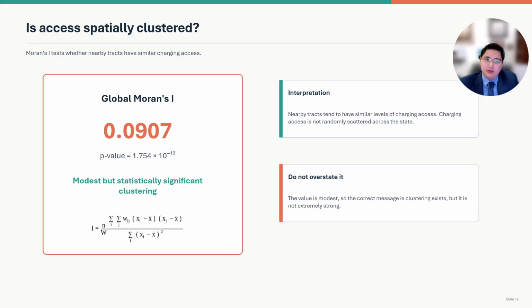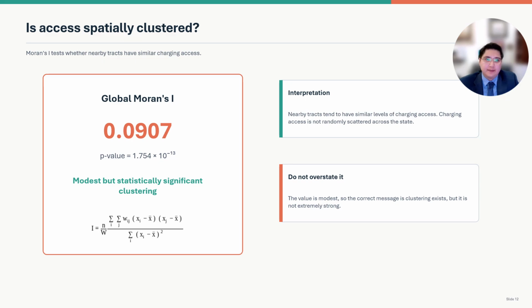So I do not want to overstate the result. The correct interpretation is that electric vehicle charging access shows modest but statistically significant spatial clustering. In other words, charging access is not randomly scattered across the state, and nearby tracts tend to be somewhat similar to each other.